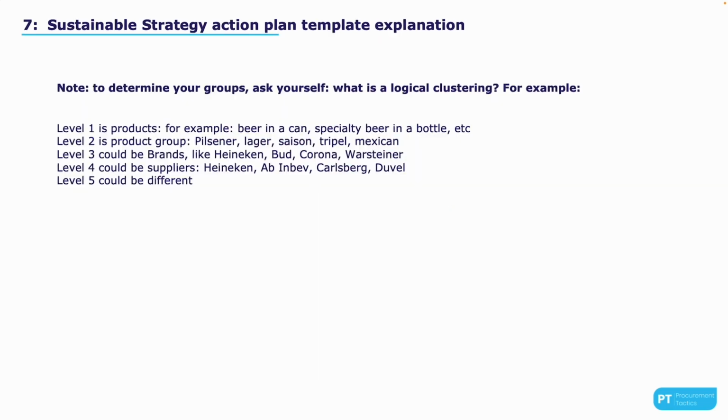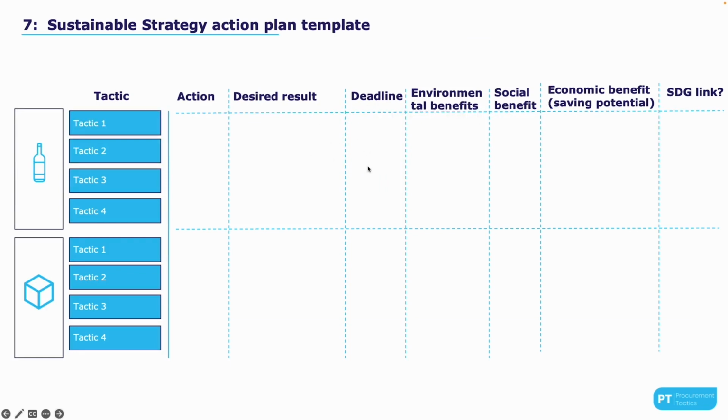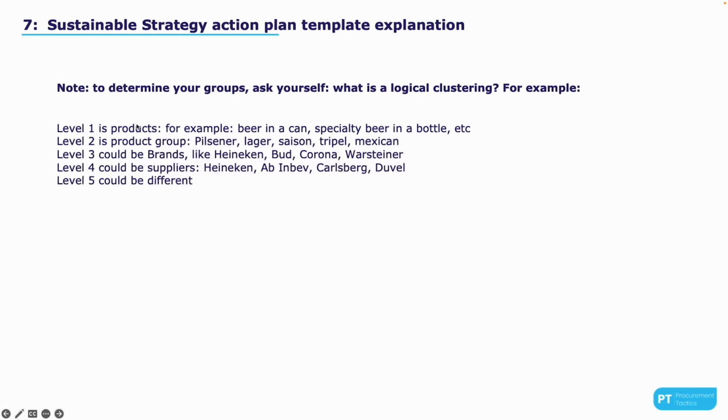So here is the sneak preview of the slides, but first I will explain them because you have to work on either groups or suppliers, and I will explain that now. So to work on your sustainable strategy action plan, here's the template explanation. To determine your groups on the left side, ask yourself what is a logical clustering.